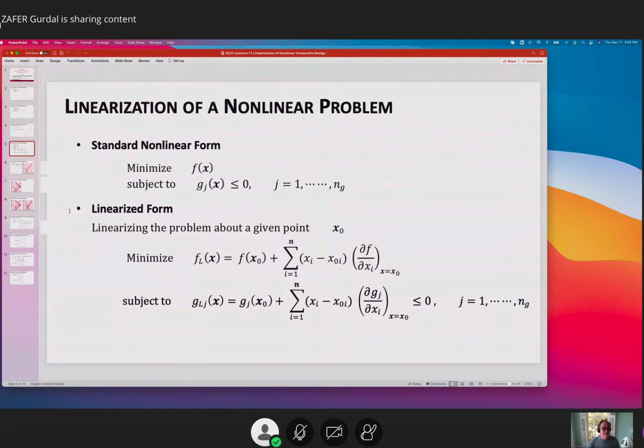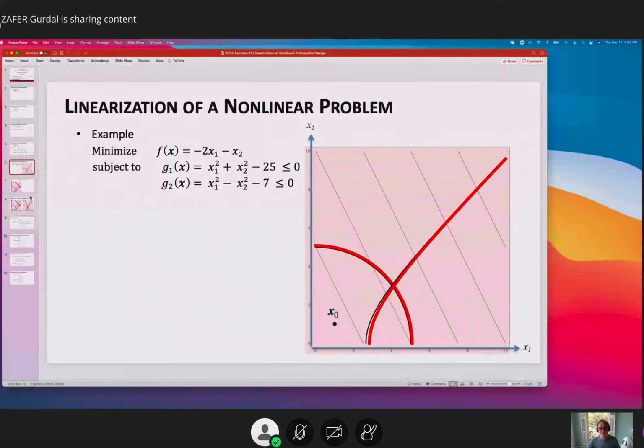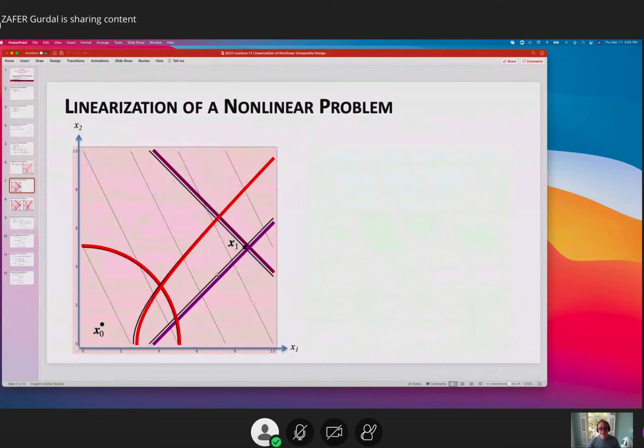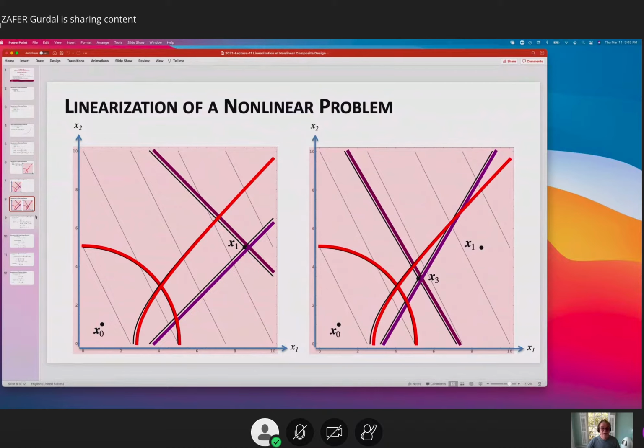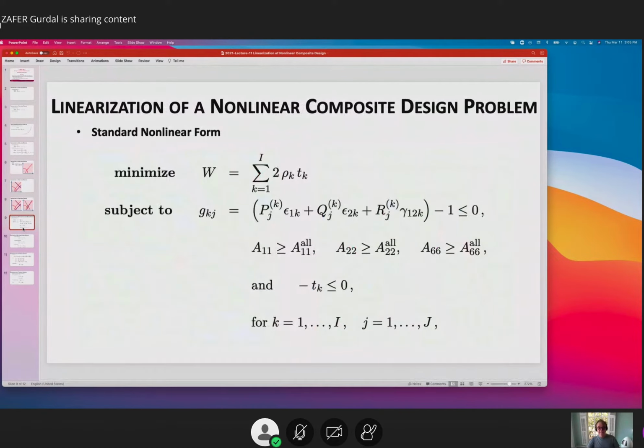If you have this, then a problem like this, which has nonlinear constraints of that form, can be turned into a sequence of linearizations. This is linearization number 1, linearization number 2, linearization number 3 in here. You see that the solution of the linear problem is approaching the nonlinear problem. So that's at least basically the purpose.